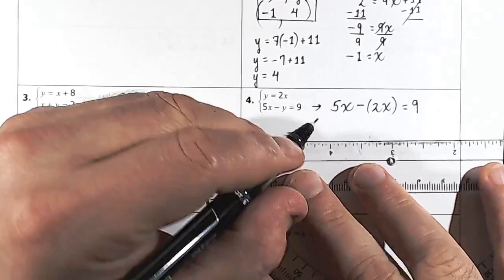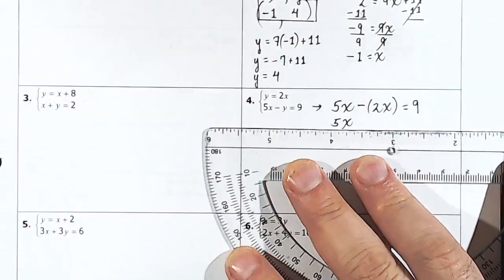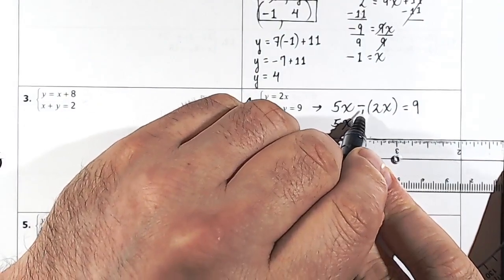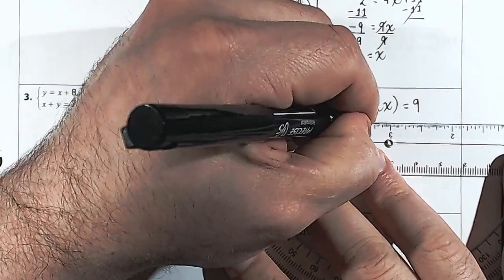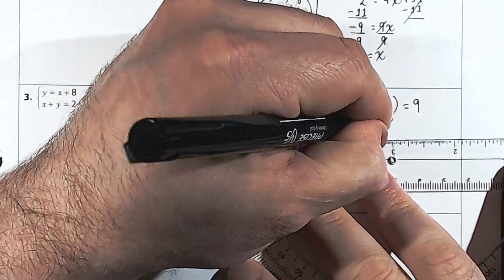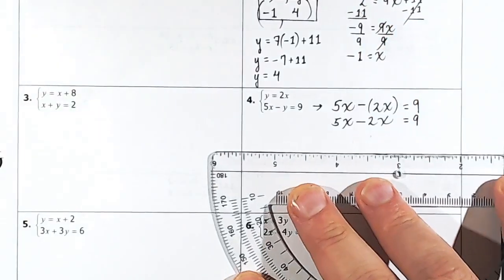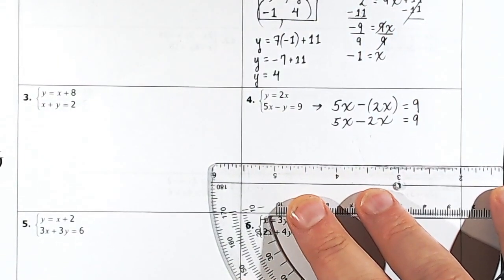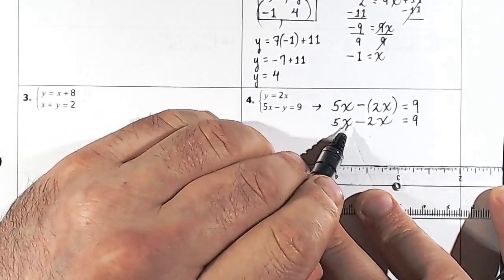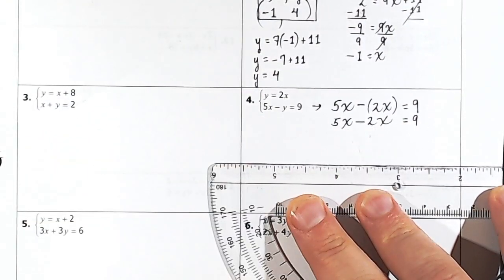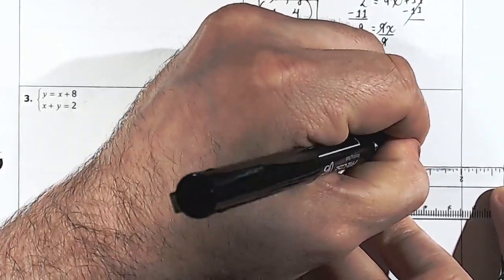So that's what I'll do now. So I'll have 5x. Okay, I'm basically multiplying negative 1 times 2x, so that's just negative 2x, equals 9. All right, so now we're in a combined like term situation. I have two like terms on the left side of the equal sign, 5x minus 2x. That would be 3x. So I'll write 3x equals 9.